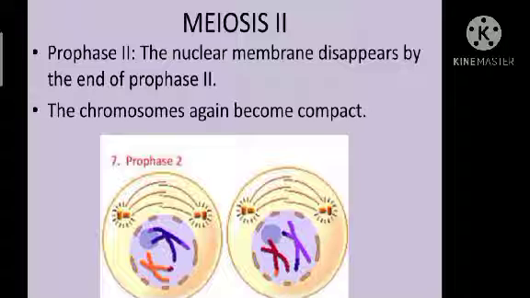Meiosis II is initiated immediately after cytokinesis occurs, that is, after meiosis 1. At the end of meiosis 1, cytokinesis occurs and immediately after that meiosis 2 begins. In between, only a very short-lived interkinesis will be there. This meiosis 2 is just similar to a normal mitotic division. Here the nuclear membrane disappears and the chromatin material gets condensed to become chromosomes.